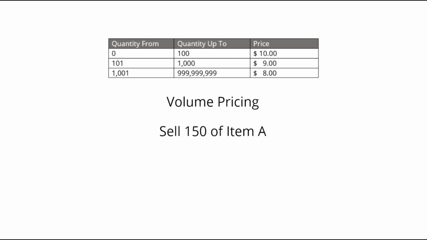With volume pricing, RPM looks at the quantity break for 150. In this example, it's $9 each. For 150, the extended price would be $1,350.